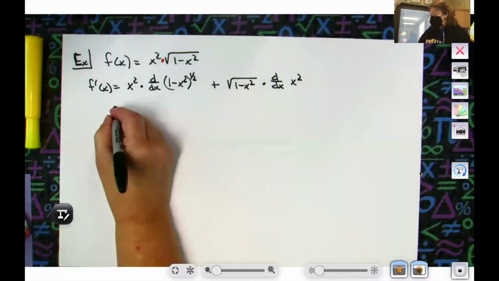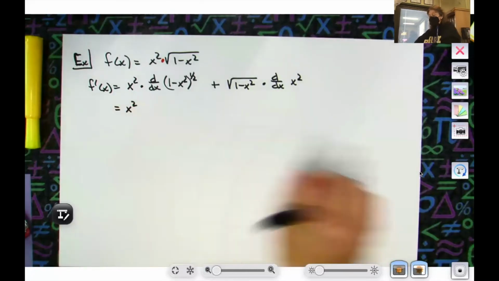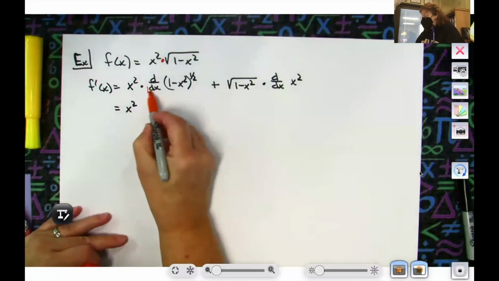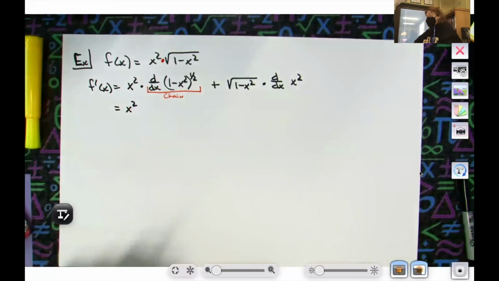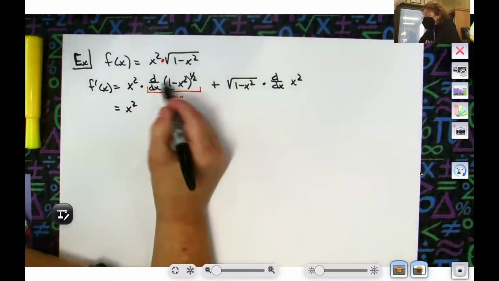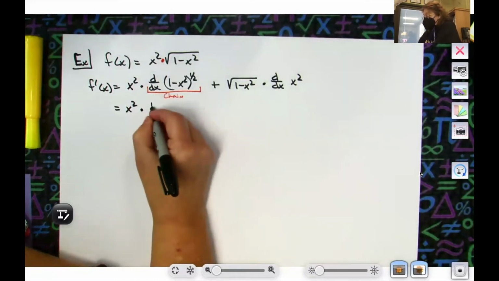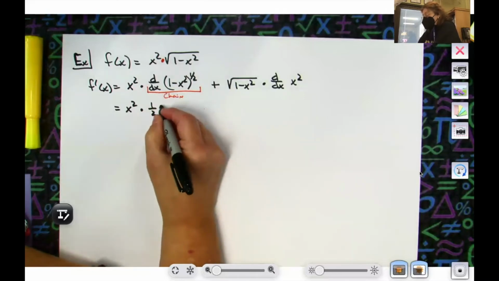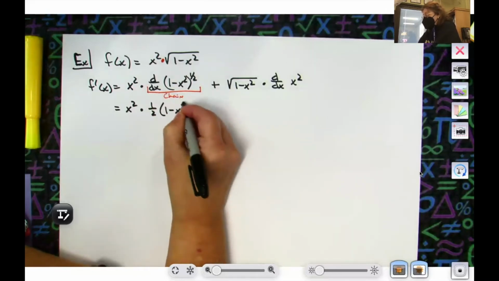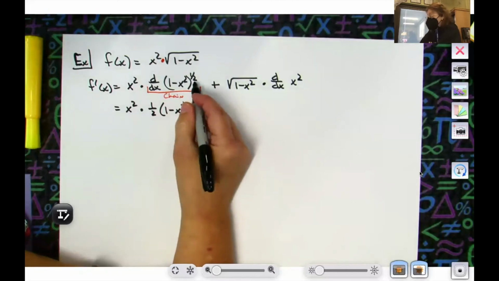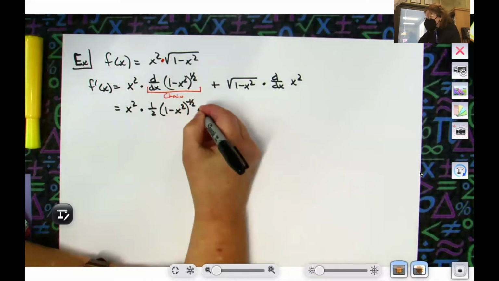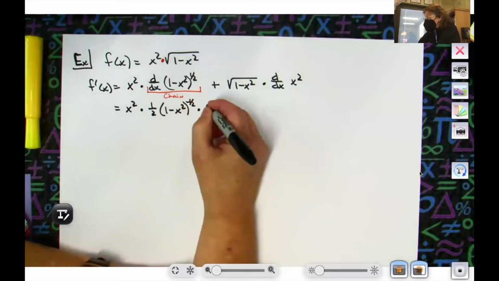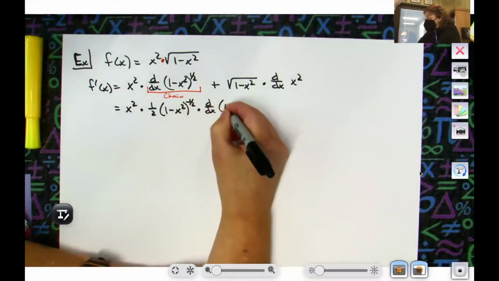Okay, now I'm going to have my x squared. Now, this is where, when you look at this derivative, you've got to see there's a chain. Okay, so I'm going to still do power rule, so I'm going to pull down the 1/2. I'm going to leave the inside alone. 1 minus x squared. 1/2 minus 1? Negative 1/2. And then because it's a chain, times the derivative of the inside. So times ddx of 1 minus x squared.